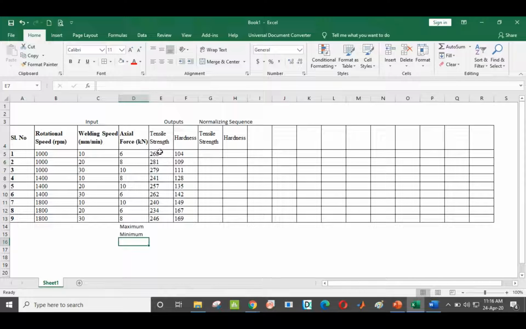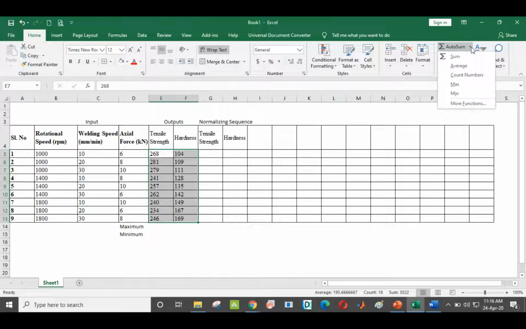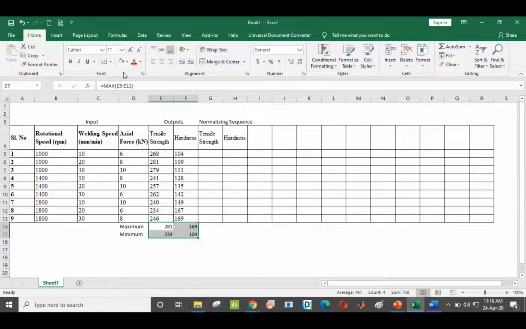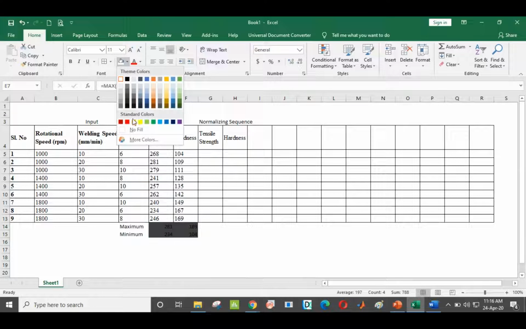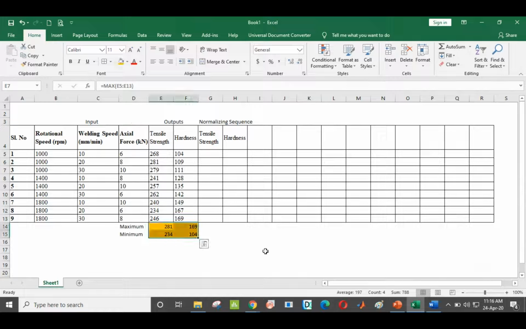It is a simple formula that we are going to use. Just select these two. Here you have this auto sum. Just click this drop-down button. Here you can see max. So this is my maximum, and just click minimum. So this will be my minimum. Now I have determined the maximum and minimum values.